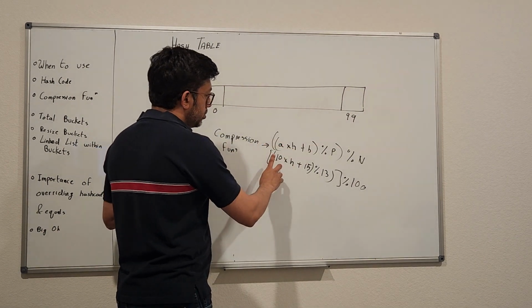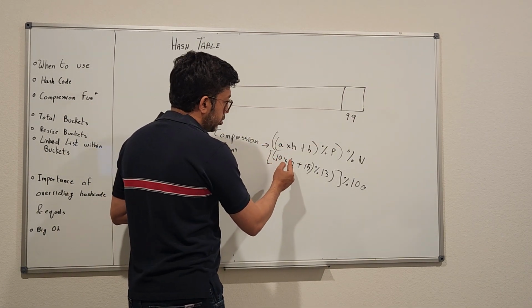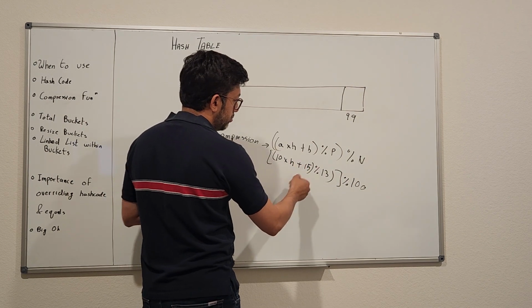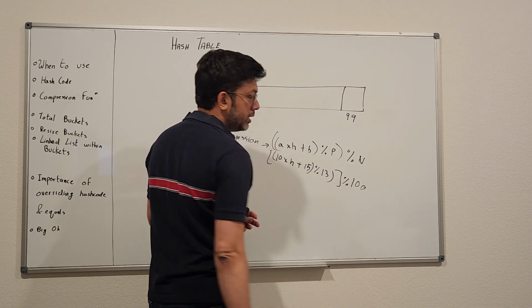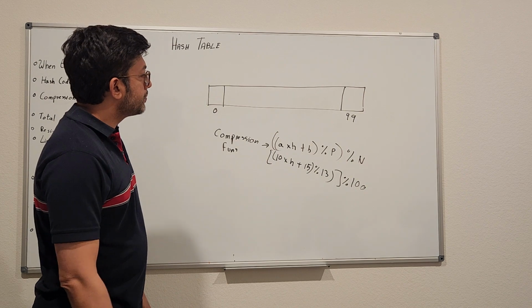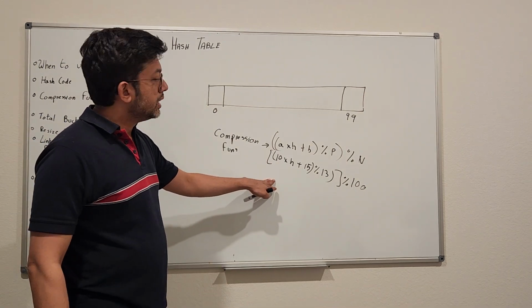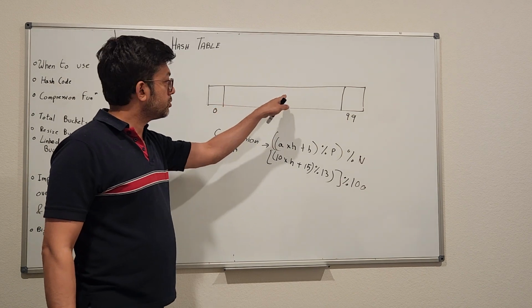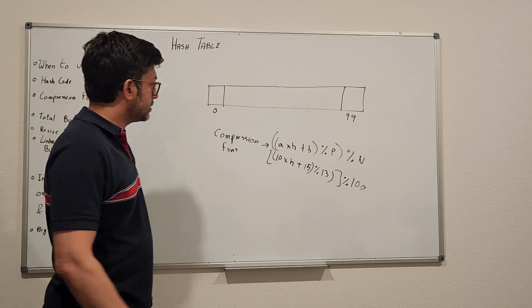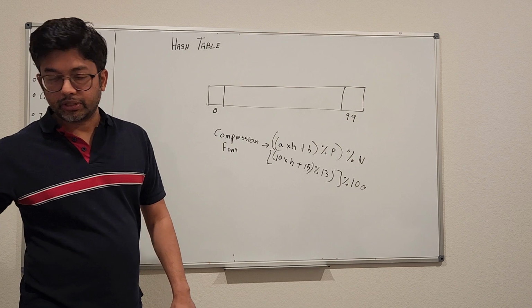So A times hash code plus B, mod some large prime, mod the total number of buckets. But now you might think, if I do it this way, is it not possible two items might end up in the same array index? And you'll be right, it is possible.